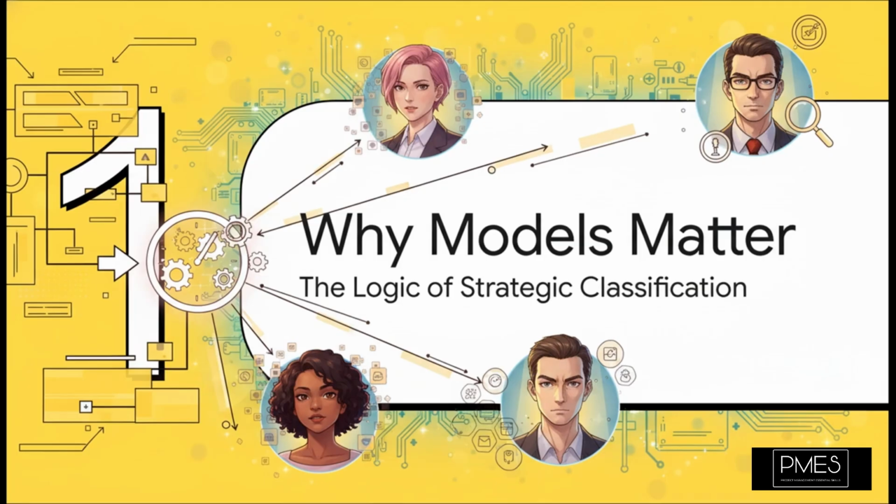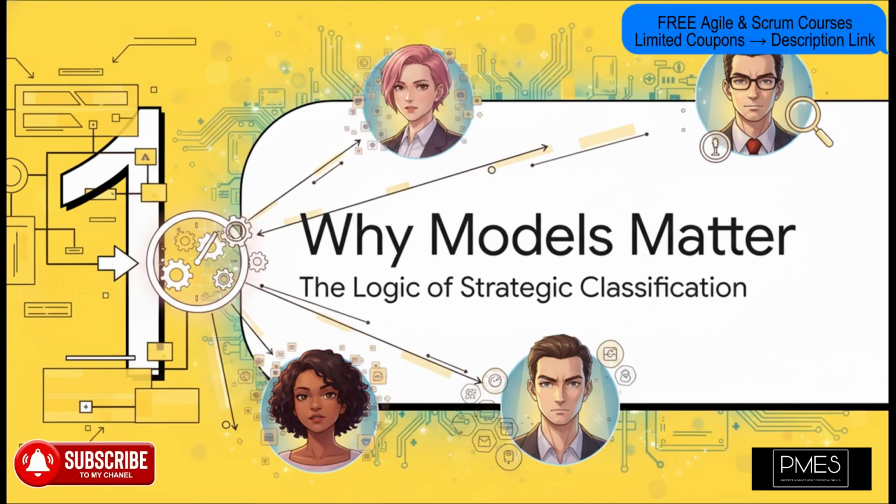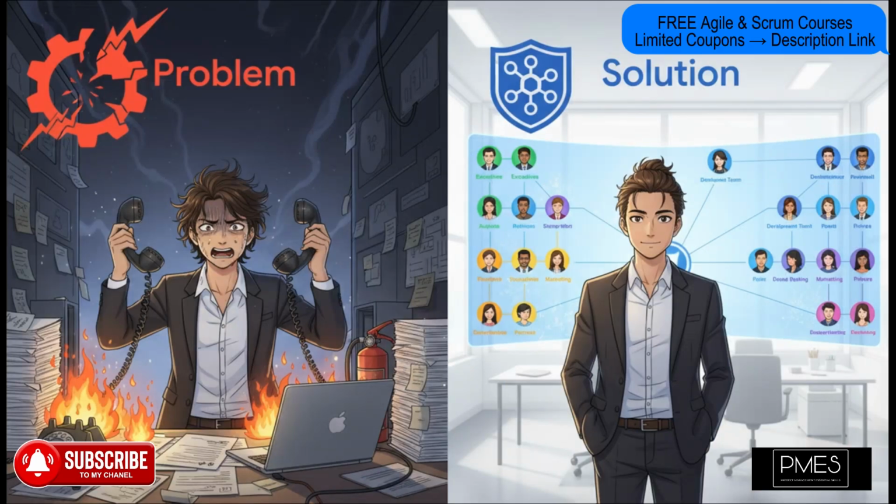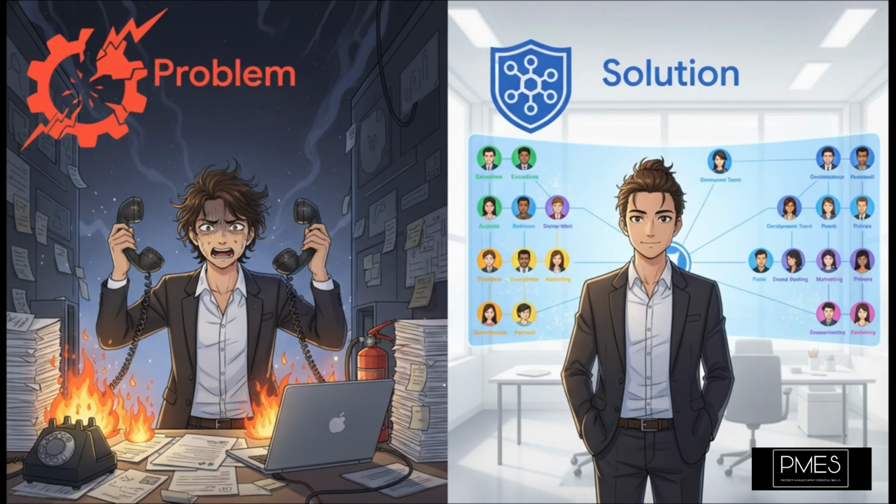Okay, so why do we even need to bother with these models in the first place? Well, it all boils down to one single, absolutely crucial resource: your time. You just can't engage with every stakeholder at the same level of intensity. It's not just inefficient, it's impossible. These models give you the logic for strategic classification. They make sure your efforts are focused where they'll have the biggest impact. Think about it. Without a system, you're just reacting. You're constantly playing whack-a-mole, just responding to whoever shouts the loudest. And that is a surefire way to get a project off track.